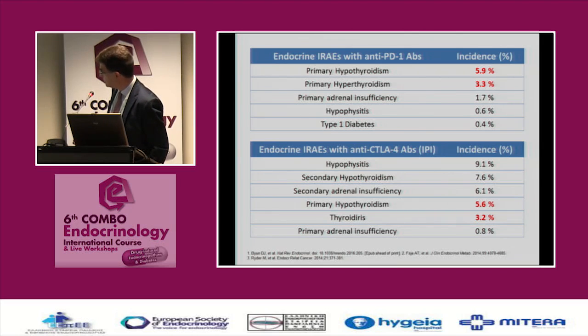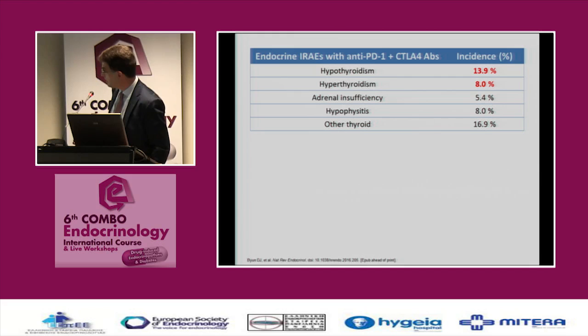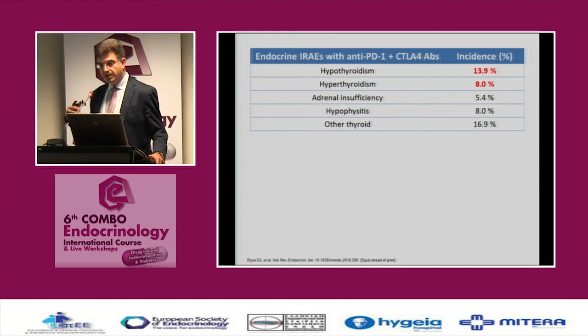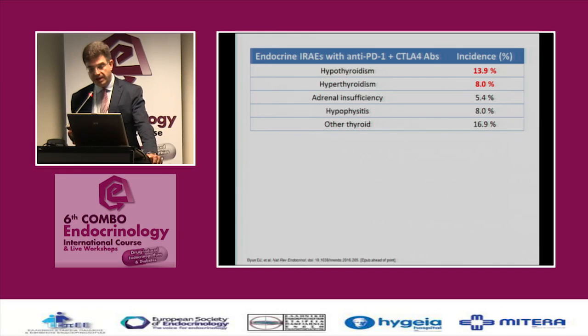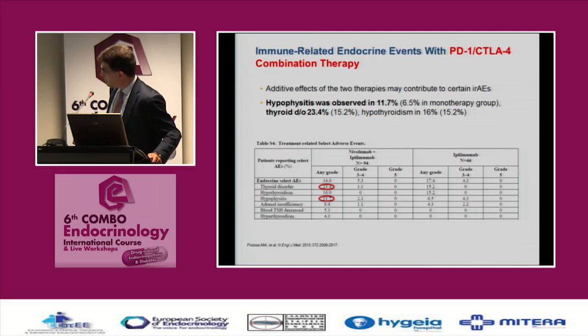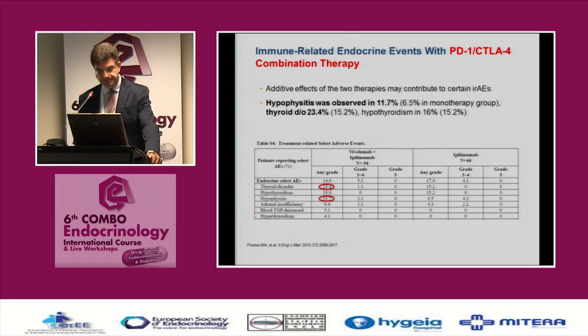Hypophysitis is more common with the CTLA-4 antibodies, up to 9%, and secondary hypothyroidism, 7.6%. When one uses a combination of those drugs, then the incidence is even higher, with hypothyroidism up to 13.9% and hyperthyroidism at 8%. You can see here same thing, that when those drugs are used in combination, thyroid disorders are 23%, and in some reports even up to 30%.